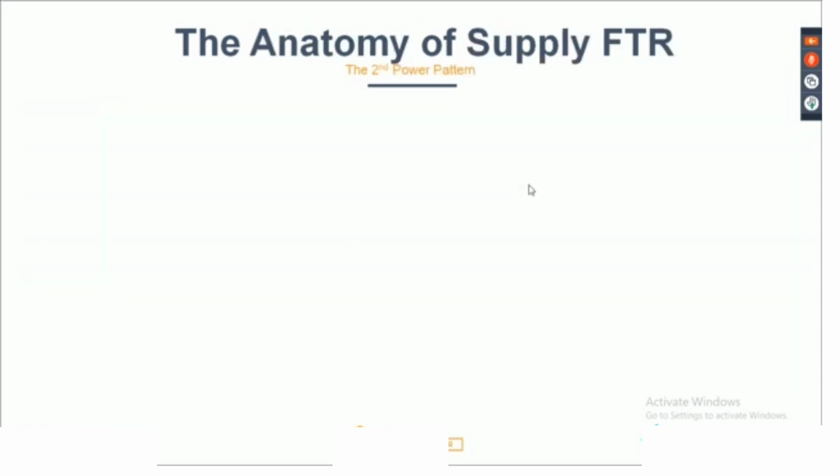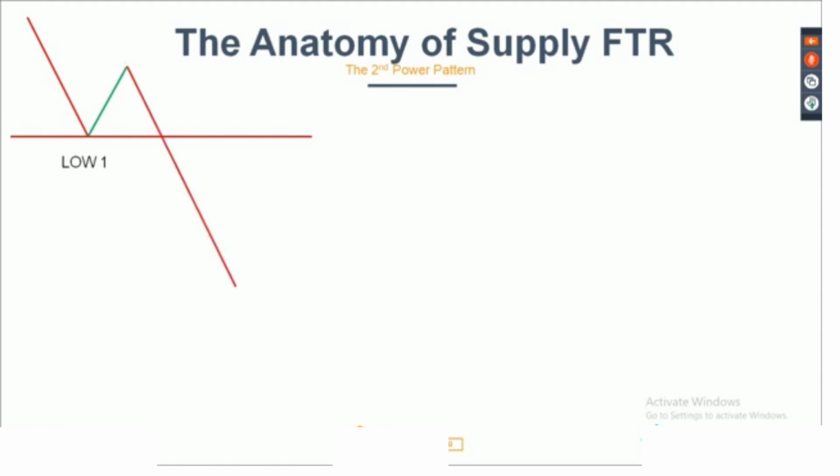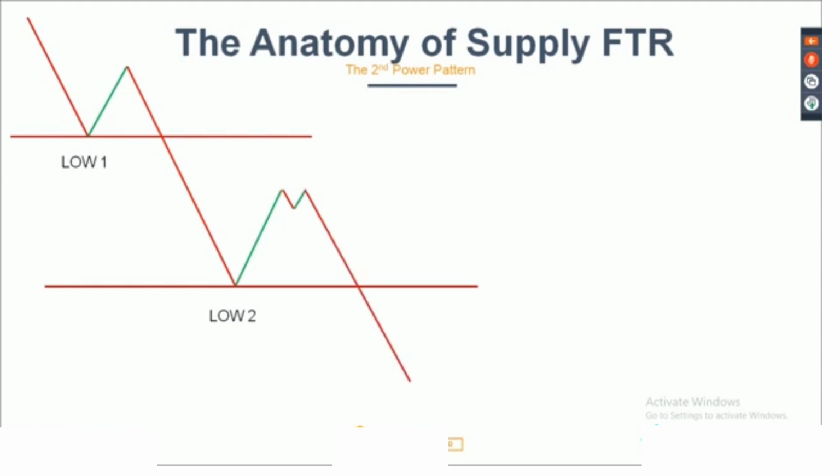Sounds good. Here is the anatomy of supply. An SR line is formed, SR line broken, the second SR line is formed, base is formed, and that will also get broken.